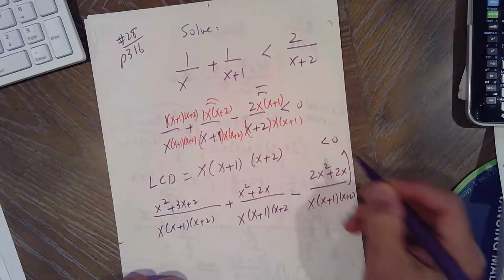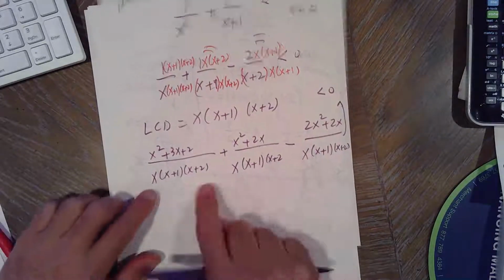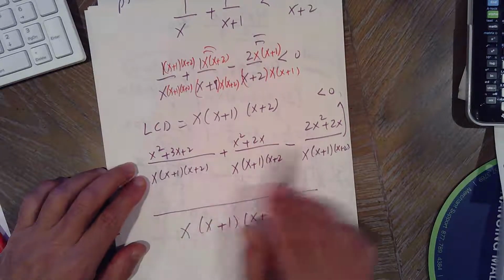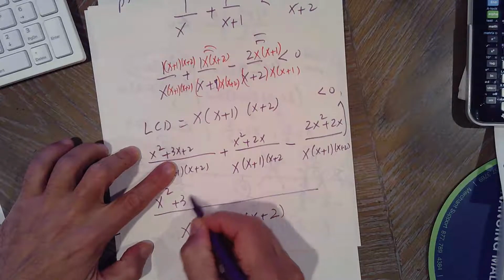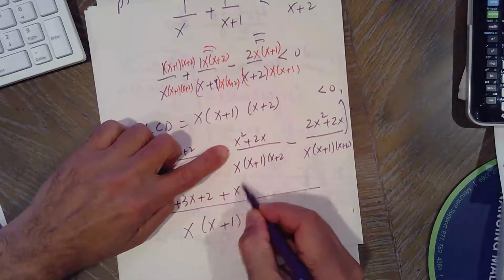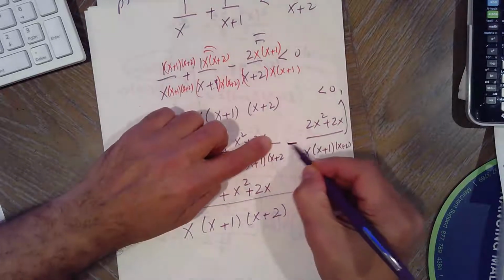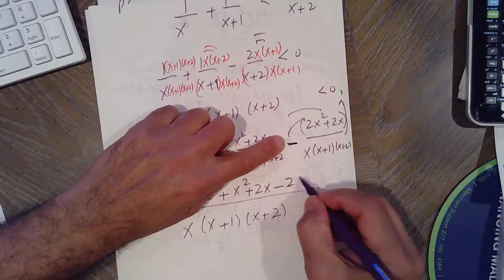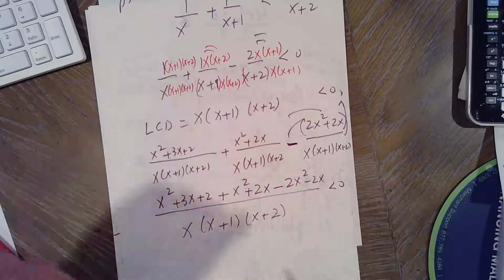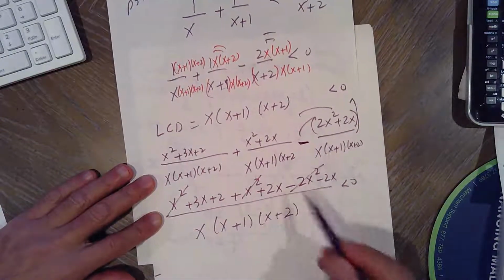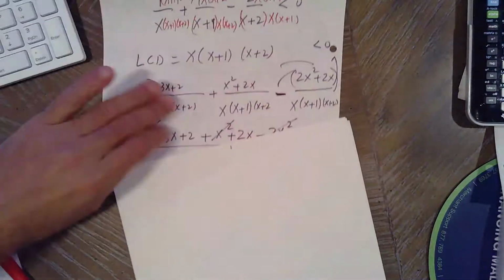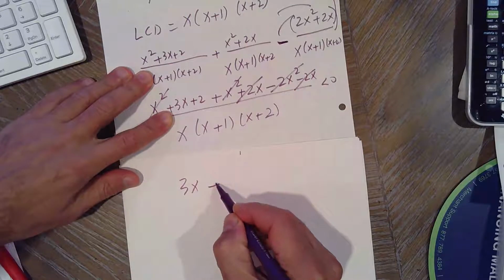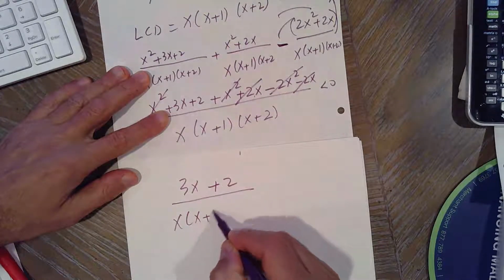be less than 0. So now we have the same denominator, so we make it one fraction, put the LCD at the bottom, and then add and subtract the tops: x squared plus 3x plus 2 plus x squared plus 2x. Now this is the trouble right there. When you have a minus in front of a fraction, this minus goes to every term on top, so it'd be minus 2x squared minus 2x. So we have 2x squared minus 2x squared, they cancel out. So we have 3x plus 2x minus 2x is just 3x, and then plus 2 all over the LCD.